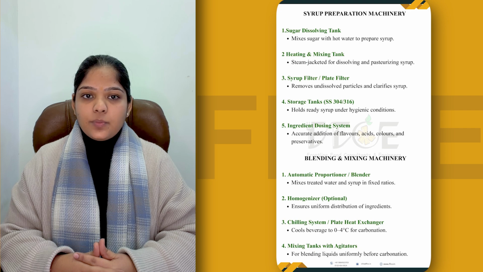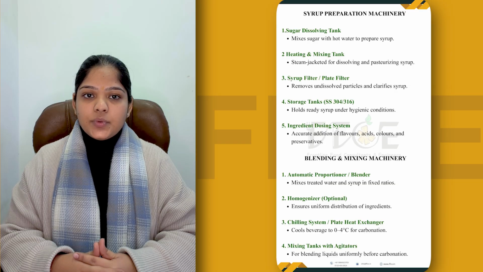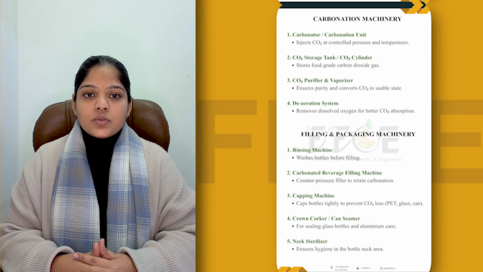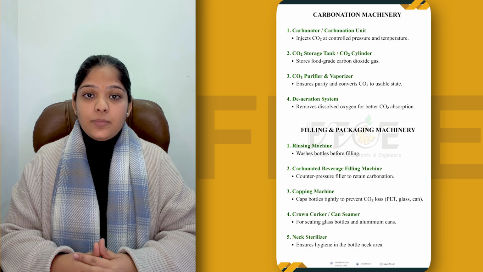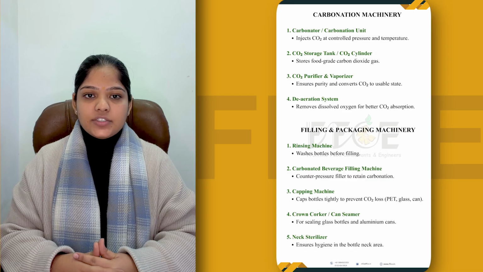Blending and carbonation equipment are automatic proportioner and blender, chilling system, plate heat exchanger, mixing tank with agitators, carbonator units, CO2 storage and purifier, deaeration system. So now for the filling. After carbonation, the beverage is transferred to the filling section, which is designed to retain carbonation and ensure hygiene.